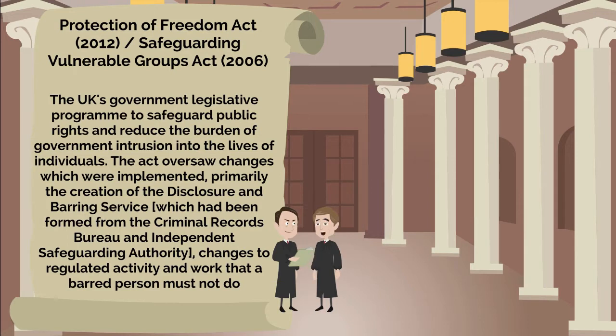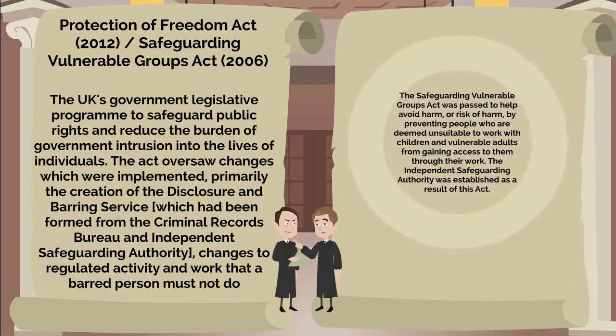Protection of Freedoms Act 2012, Safeguarding Vulnerable Groups Act 2006. The UK government's legislative programme to safeguard public rights and reduce the burden of government intrusion into the lives of individuals. The Act oversaw changes which were implemented, primarily the creation of the Disclosure and Barring Service, which had been formed from the Criminal Records Bureau and Independent Safeguarding Authority, changes to regulated activity and work that a barred person must not do.